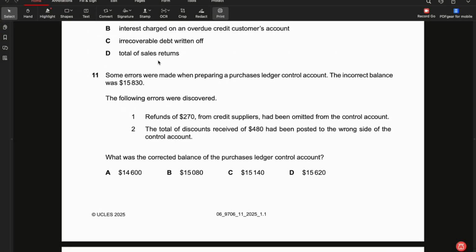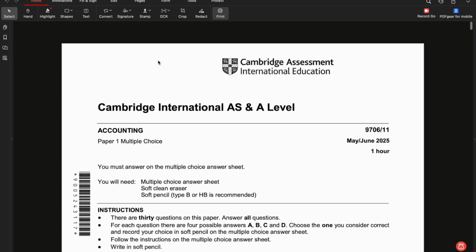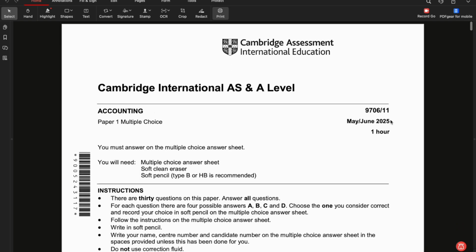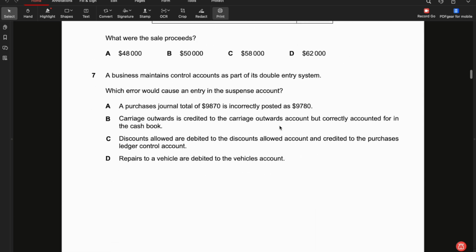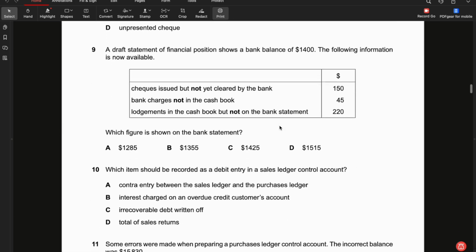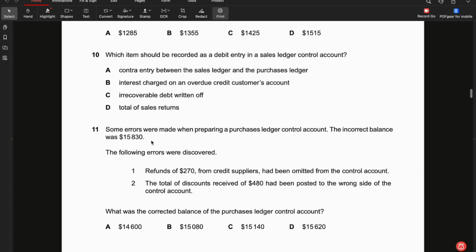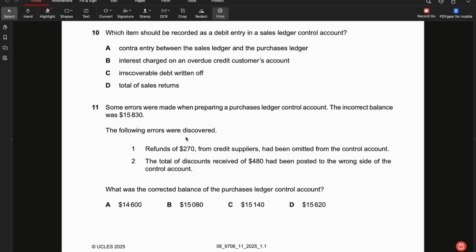Hello everyone, welcome back. We are solving 2025 Major paper. This is paper 1-1. Yesterday we did question 1 to 10. So this is the second part of the video. We will be solving from question number 11 to 20 today. So let's get started.